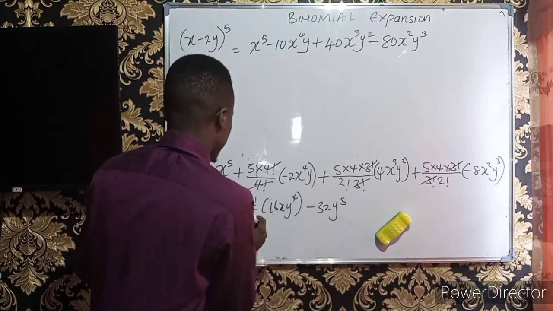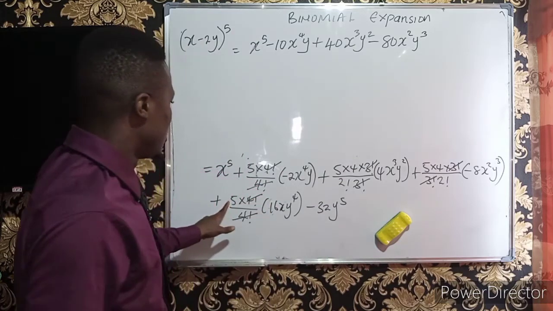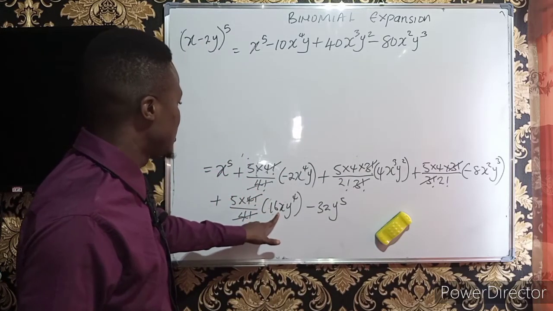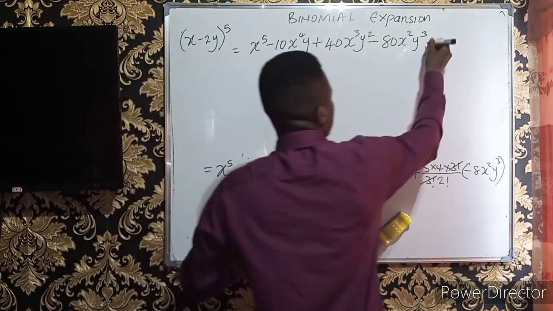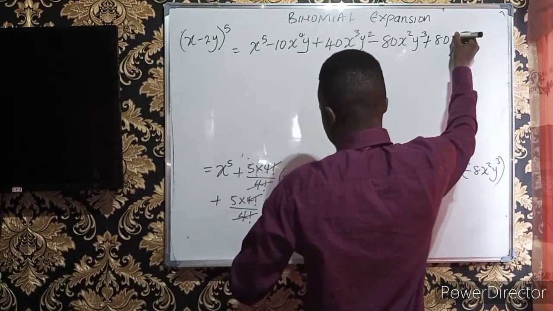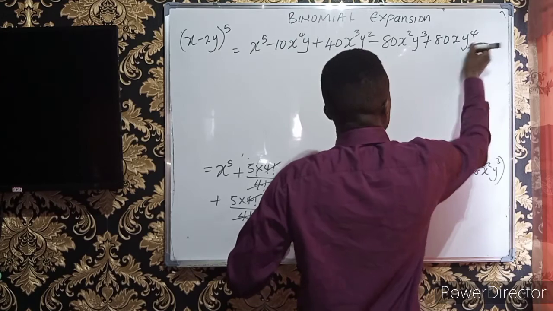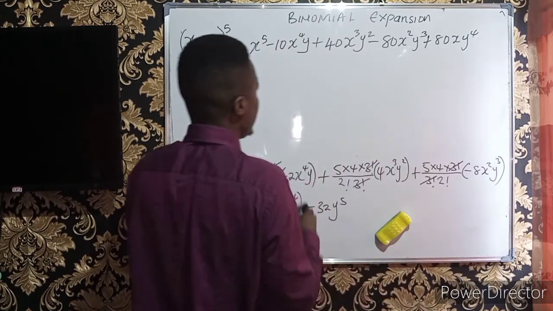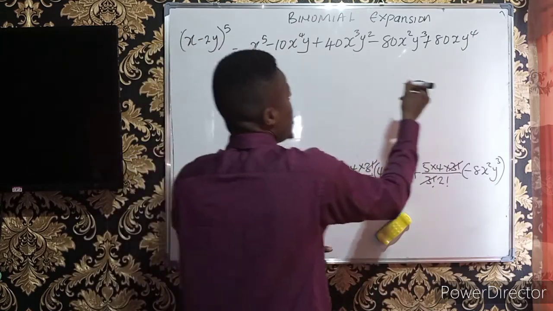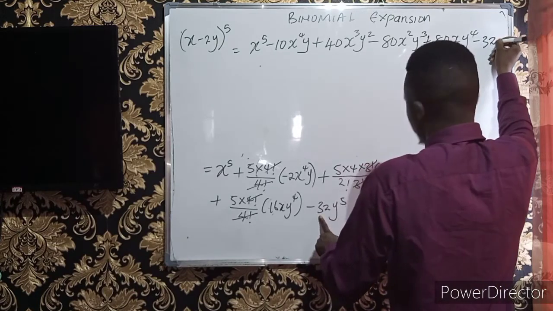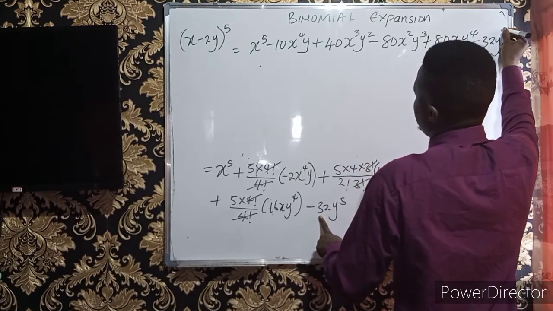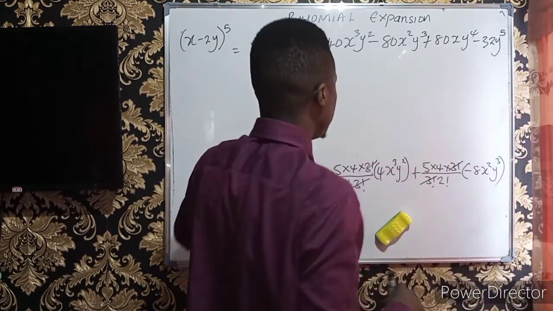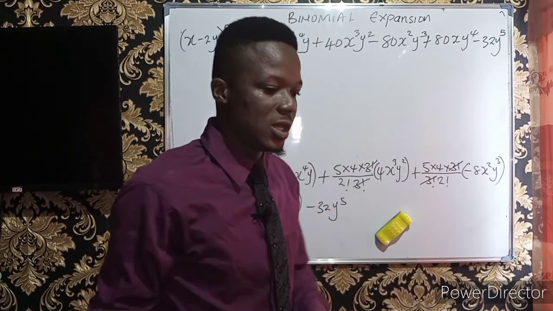I'll come to this place. 4 factorial will cancel 4 factorial. We'll have 5 times 16, which will give us 80. So it will be plus 80xy to the power of 4. Then minus 32y to the power of 5. And this is just the expansion of this.